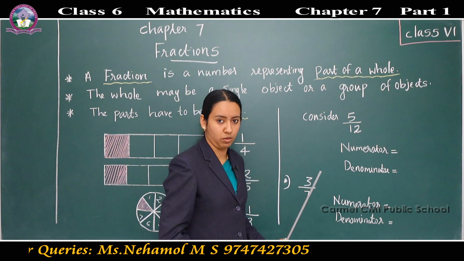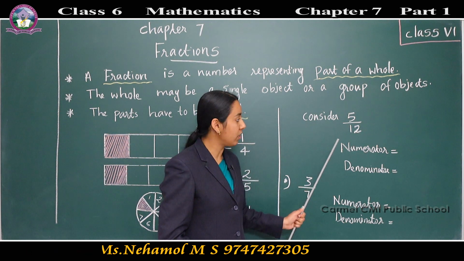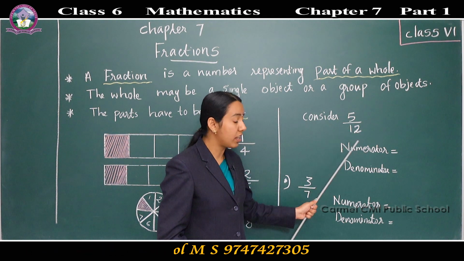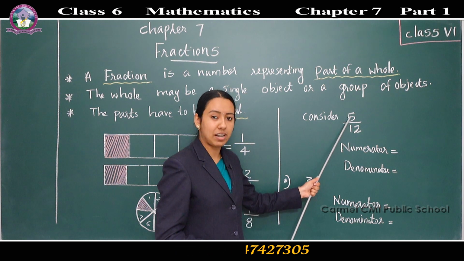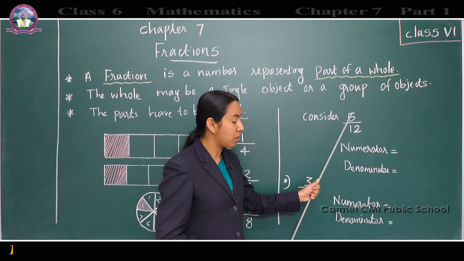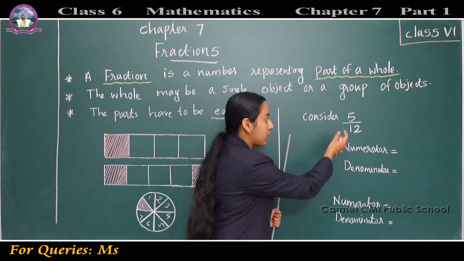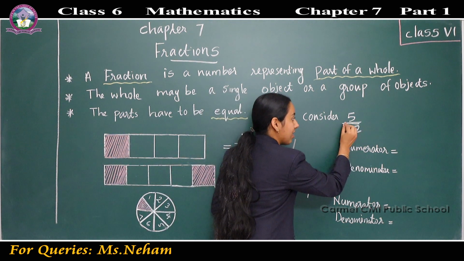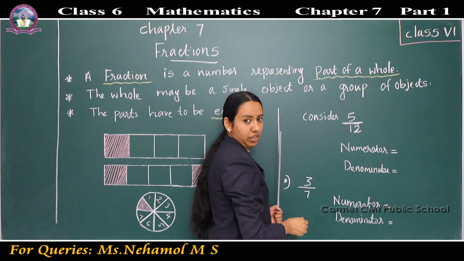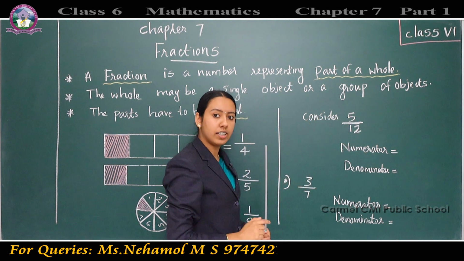Now consider the number 5 by 12. It is also a fraction. Then total 12 parts are there. Out of 12 parts, 5 parts are shaded. 5 by 12. Then what is the numerator? The number above this line is known as numerator. And the number below the line is known as denominator.